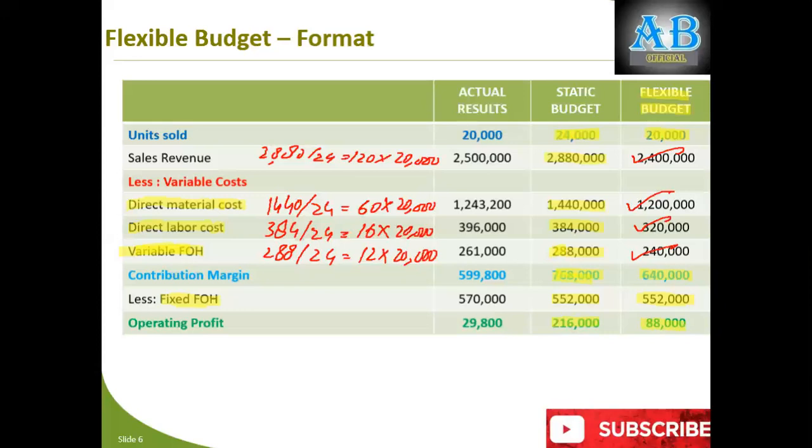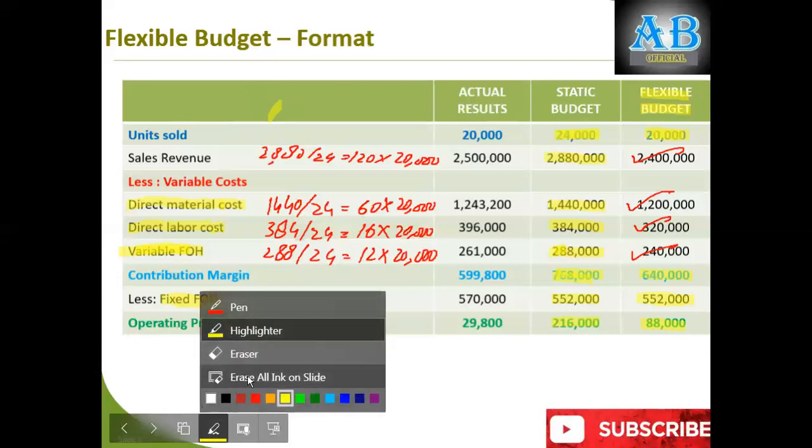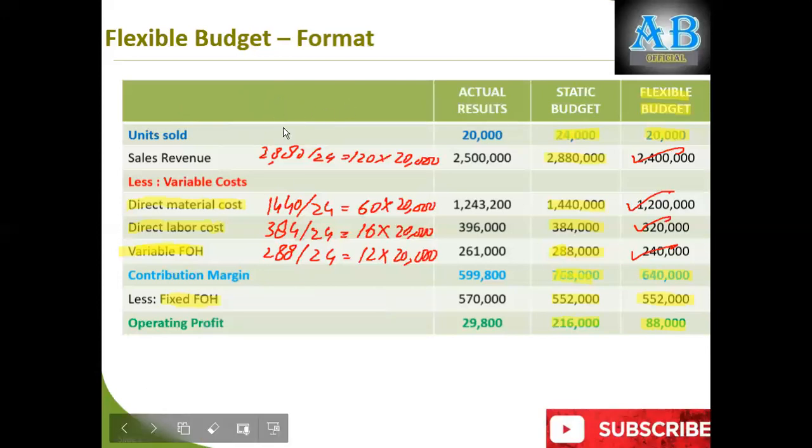You are supposed to adjust according to your scenarios, which can be your actual activity level, or which can be any other budgeted activity level. Like here it is 20,000. Let's assume we can make it for 16,000. I'm making just the working for the activity level of 16,000.